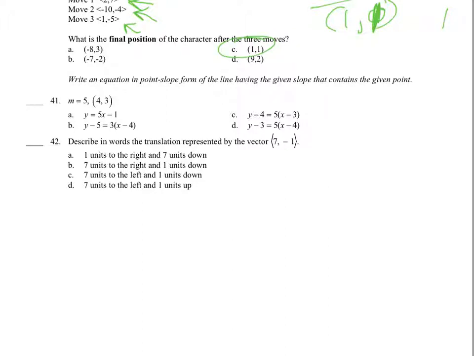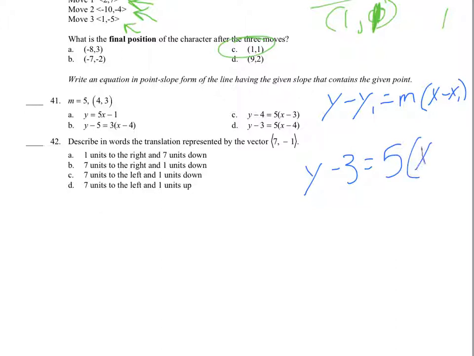Okay, 41 says to write an equation in point-slope form. You'll remember point-slope form is y minus y1 equals my slope times x minus x1. So, y minus my y-coordinate, which in this case is 3, is equal to the slope, which they tell us is 5, times x minus my x-coordinate, which is 4. And there we have it in point-slope form, which is D.